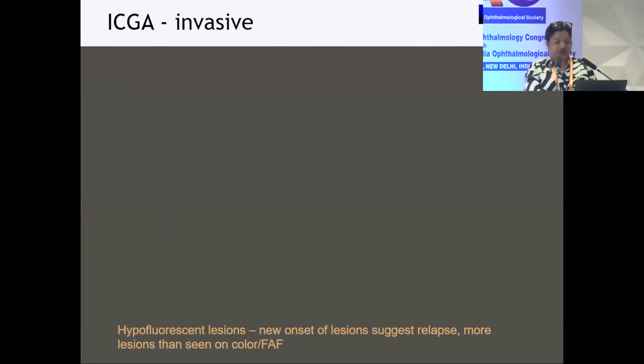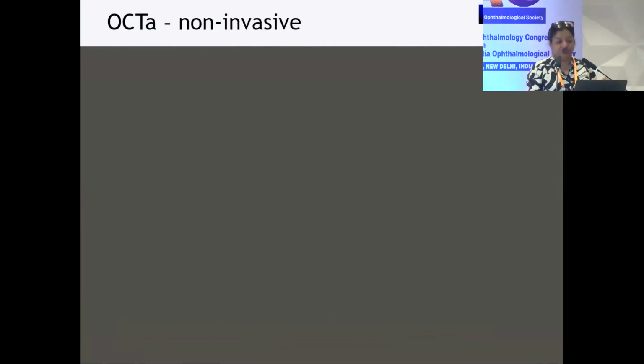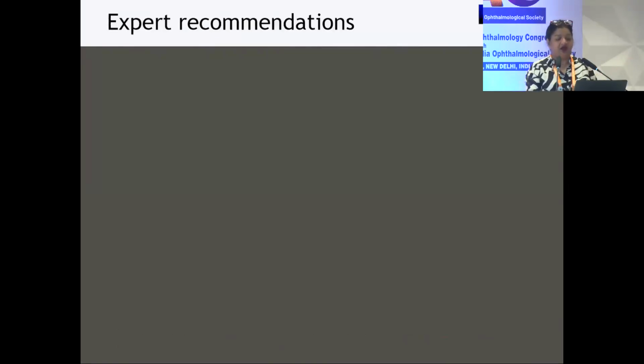I don't know why the pictures are not showing, but same with ICGA. You can see new lesions that come up. I'm so sorry, I don't know why it's not showing, but you'll see more lesions in ICG, and that can serve as a good monitoring tool if your FAF, your fundus autofluorescence, or your OCT does not show it to you. We all know that OCTA is non-invasive and really helpful for monitoring for CNV. Is there a problem with my slides loading?